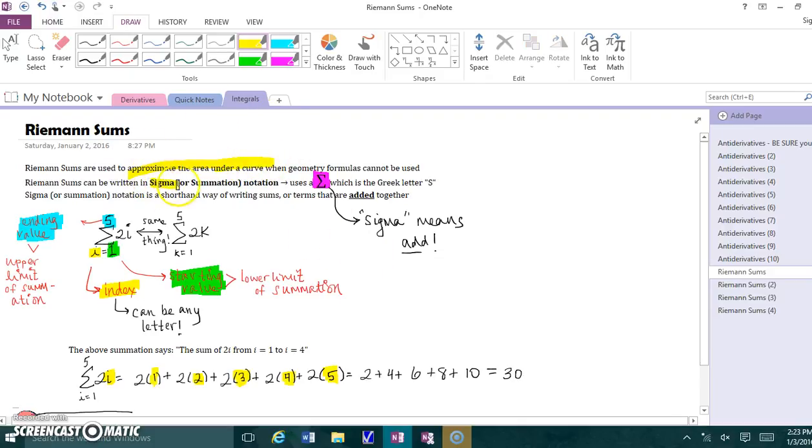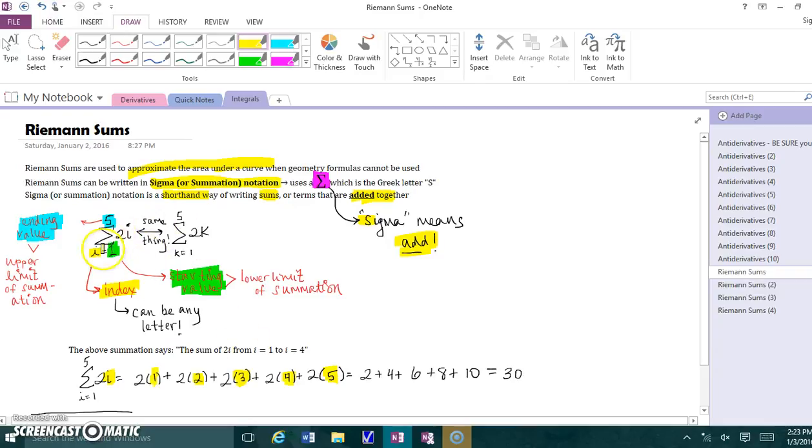Riemann sums are written in sigma notation or summation notation. These are the same thing. They mean the same thing here. Just realize sigma, this symbol right here, is a Greek letter, the Greek letter S. So S, sigma, makes sense. Sigma or summation notation is a shorthand way of writing sums, or things that are added together, and sigma actually means to add. So you only use summation notation when you're adding things together.